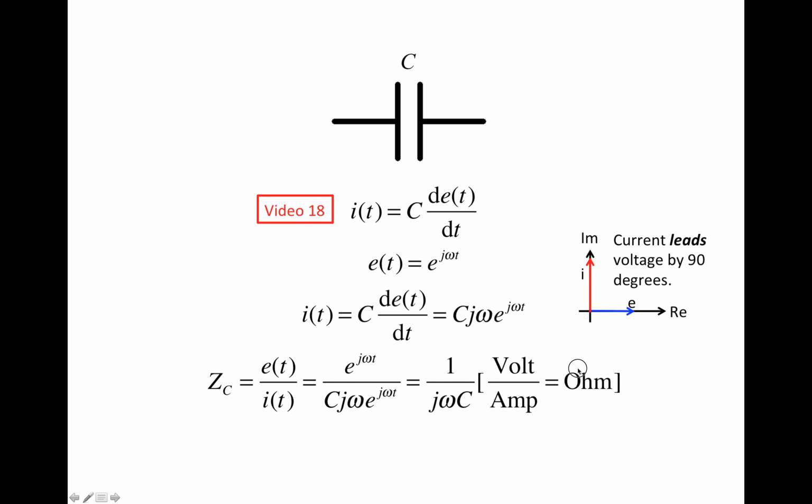But unlike the resistance R, which is a real number and does not depend upon omega, the frequency, right? The impedance of a capacitor is a complex number because it has the imaginary unit j in it, and it also depends upon frequency omega. It actually depends upon the frequency of the voltage across it. So now let's look at the inductor.